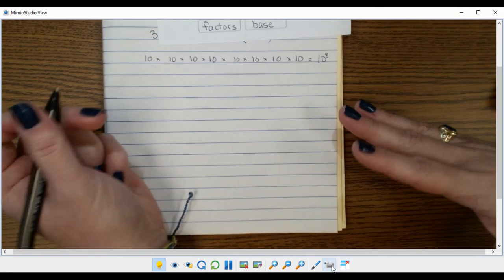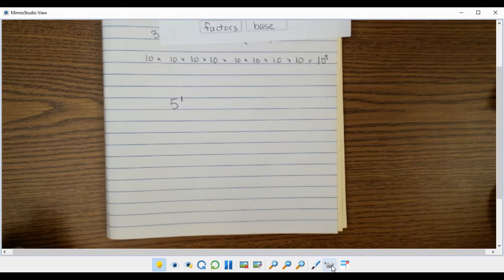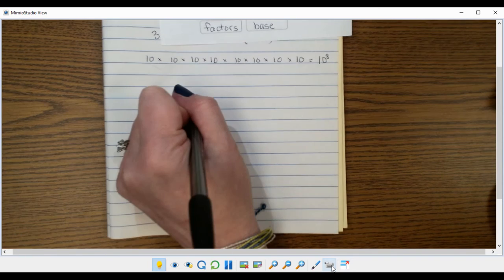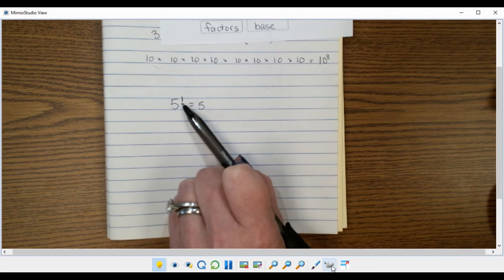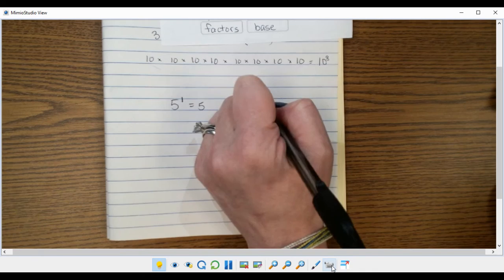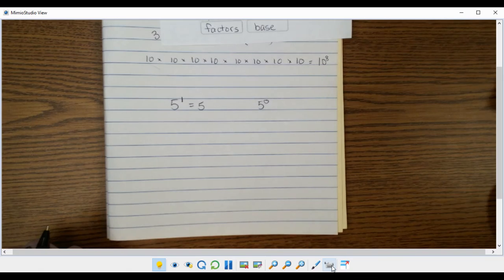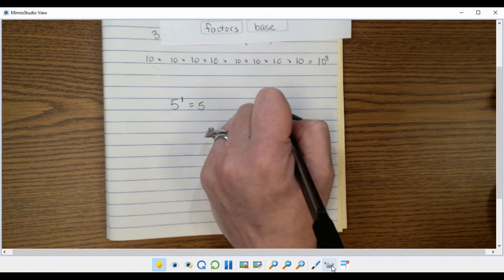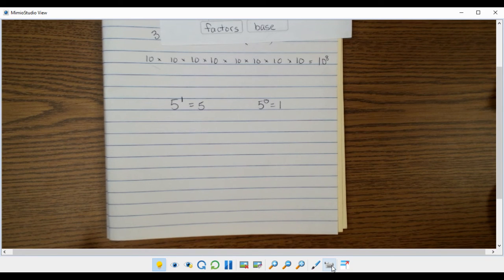Let's take a number like 5. You can have an exponent of 1. What does that mean? That means I'm only going to write it out one time. Anything that has an exponent of 1 is that number because there's nothing else to multiply it by. All right? If you have an exponent of 0, and you might just have to trust me on this, the answer is 1. It doesn't matter which base you have. If the exponent is 0, the answer is 1.